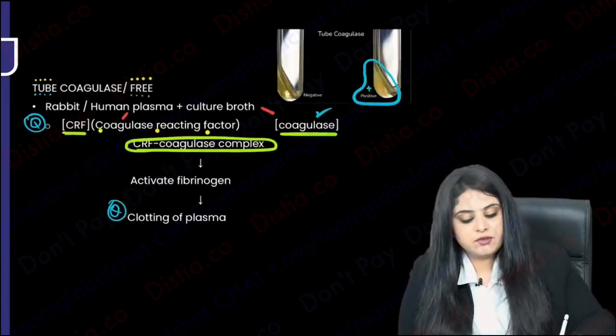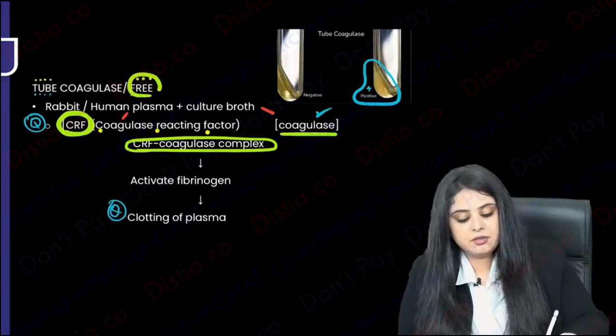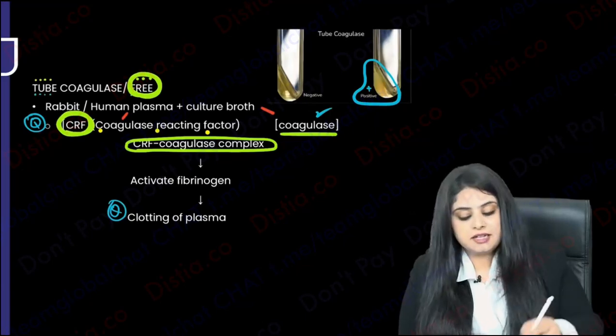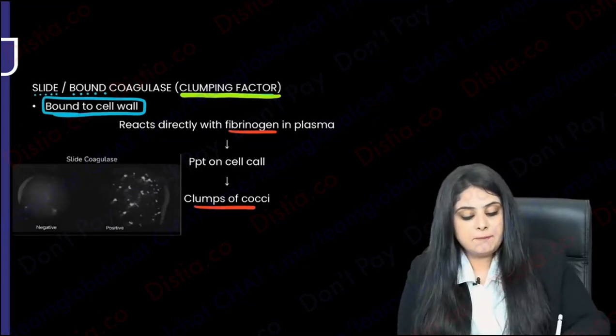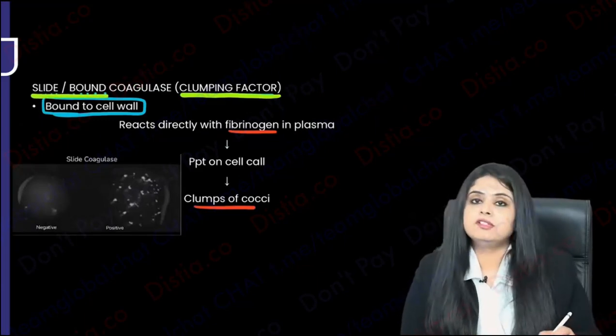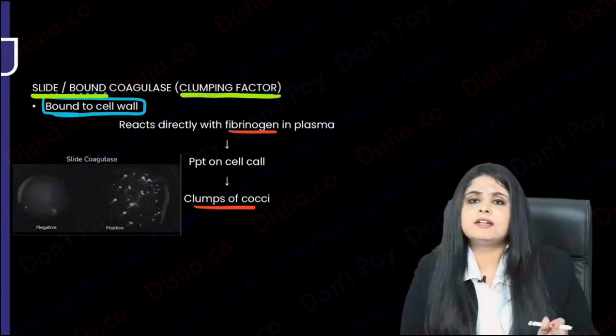Second question, they will ask you, where do you use coagulase reacting factor? So coagulase reacting factor is going to be used in the free wala, whereas clumping, how I have learnt is clump matlab clump ho gaya, bound ho gaya. So clumping factor is going to be used in the bound or the slide coagulase. That wraps up. Let me take a test.